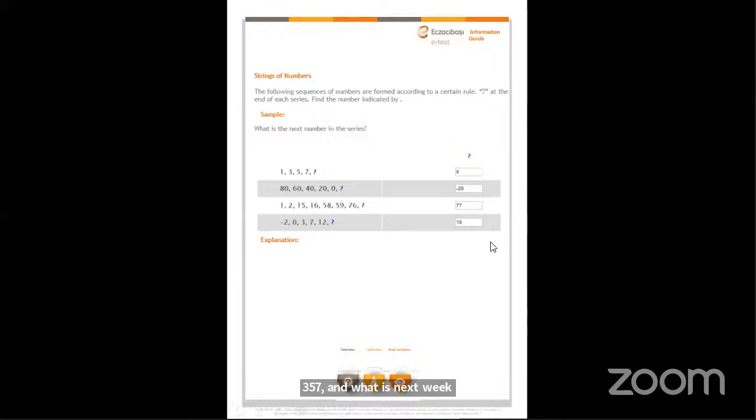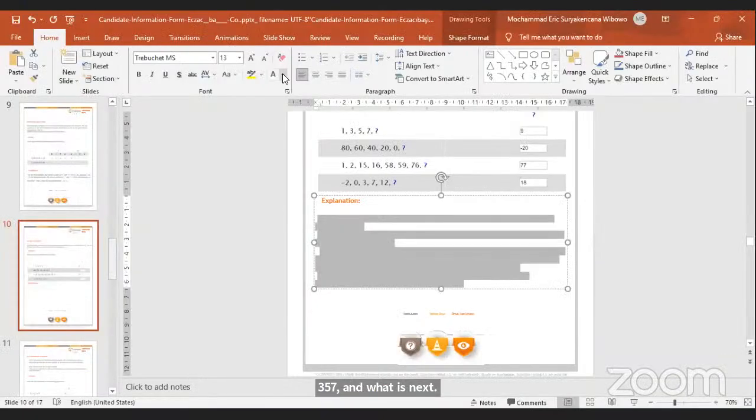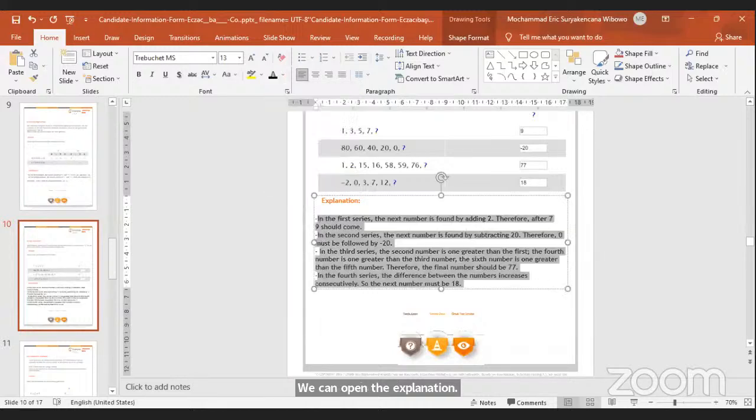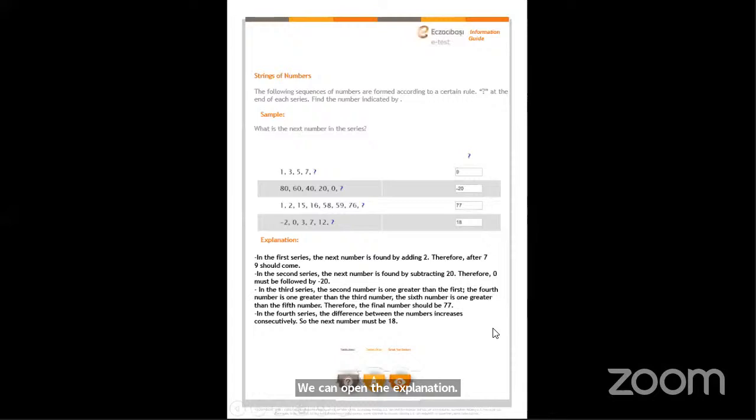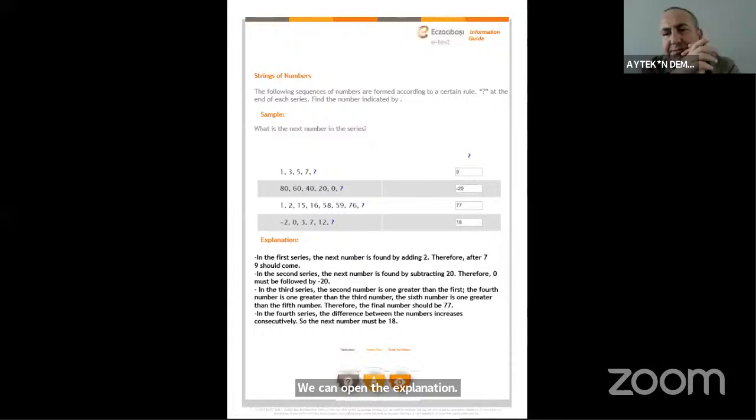We can open the explanation. As you can see, in the first series, the next number is found by adding 2. Therefore, after 7, 9 should come. In the second series, the next number is found by subtracting 20. Therefore, 0 must be followed by minus 20.